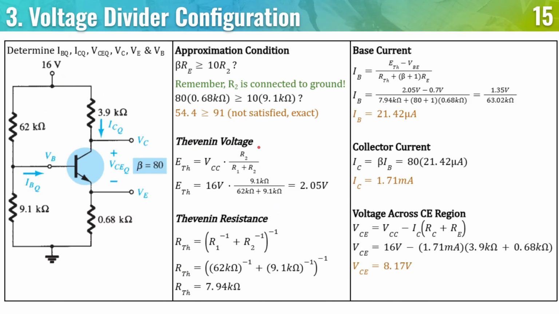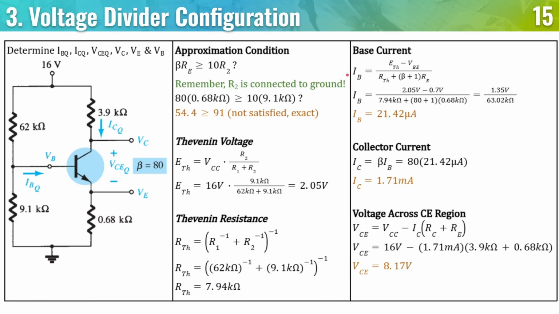So now that we know which approach to take, let's use the formulas. The Thevenin voltage, which will be around here, will be source voltage times the voltage splitter rule. So R2 all over R1 plus R2. So substituting that, we have 2.05 volts. The Thevenin resistance, which should be around here, is equal to the reciprocal of this plus the reciprocal of this. After you get the sum of that, get the reciprocal again. That will be 7.94 kiloohms.